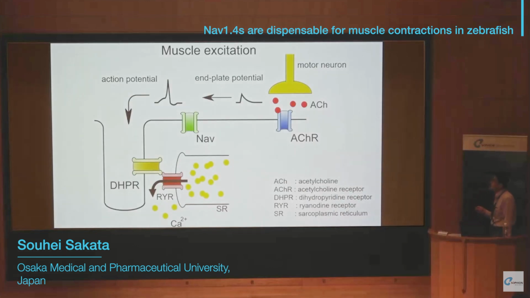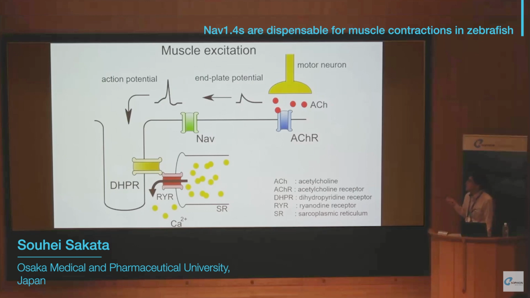We start with the muscle contraction mechanism. I believe many of you know the mechanism well, but I will show it for someone who may not be familiar with it. The motor neuron innervates muscle, and acetylcholine is released from the motor neuron terminal. It opens the gate of the acetylcholine receptor, and the membrane is depolarized.